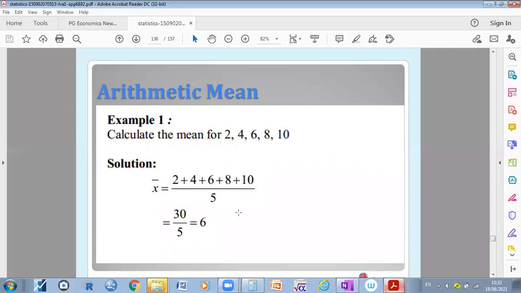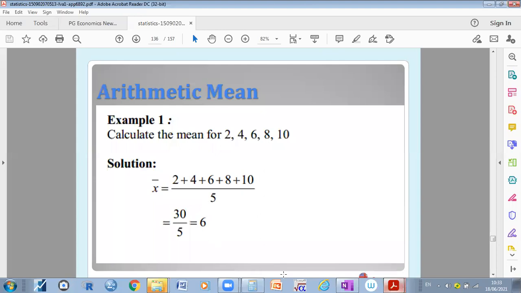For example, when you get marks, say there are 5 students in your class, with internal marks out of 10. One person has got 2 marks, another 4, another 6, 8 and 10. So what is the average marks of the 5 students? Sum of x by n, that is, sum of marks by number of persons. 2 plus 4 plus 6 plus 8 plus 10 is 30. 30 by 5 is equal to 6. So the average marks is 6. Have you got it?